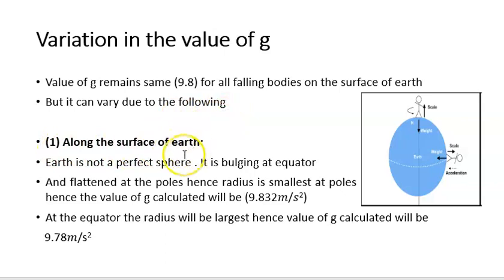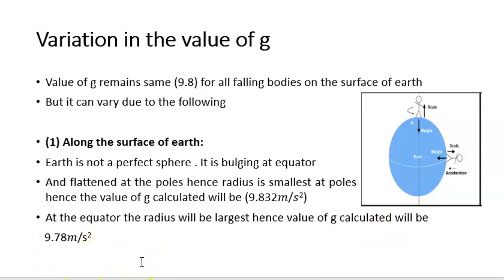Along the surface of Earth, we all know Earth is not a perfect sphere. It is bulging at the equator and flattened at the poles. Hence, the radius is smallest at the poles, and the value of g calculated will be 9.832 meter per second square. At the equator, the radius will be largest. Hence, the value of small g calculated will be 9.78 meter per second square.